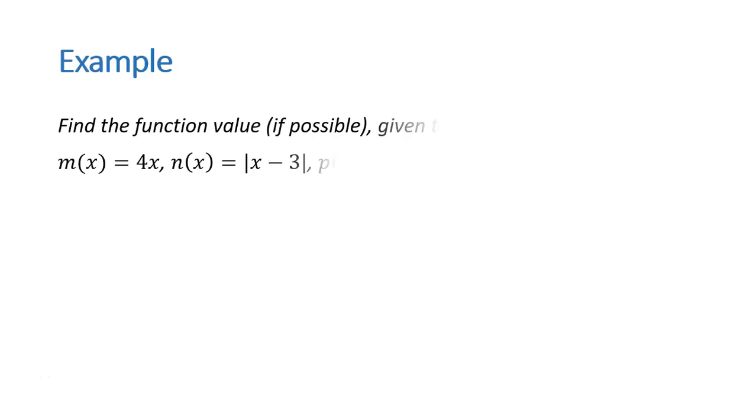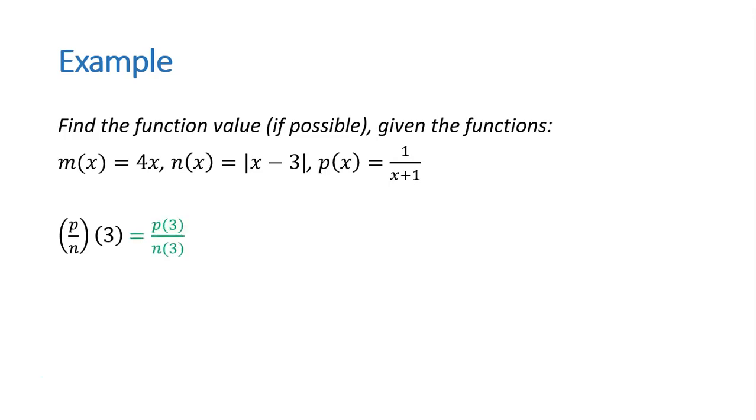Let's try just one more with the same function rules. So let's do a division. We want to do p divided by n of 3. So the 3 distributes to the p, it distributes to the n. So this is the same thing as evaluating p of 3 divided by n of 3. So again, p is our rational function, and then n is a function involving absolute value. So I use each of my function rules applied to the specific input of 3.